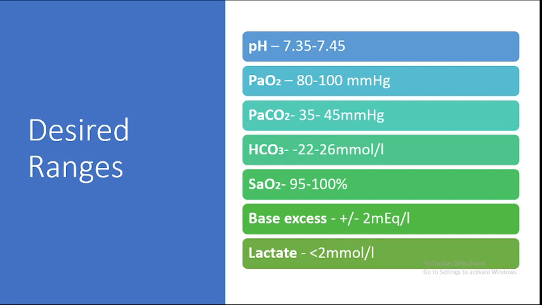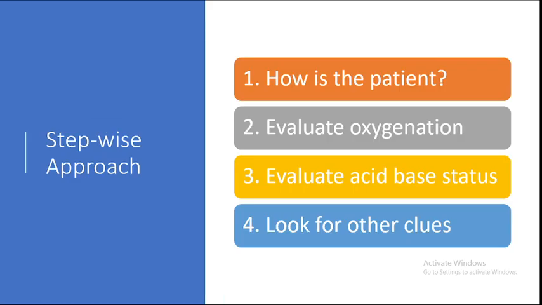So before starting to analyze, you should know the desired values of these blood gas values that it gives. So pH roughly 7.4, 7.35 to 7.45. Arterial oxygen partial pressure should be roughly around 80 to 100. Carbon dioxide partial pressure should be around 40, so 35 to 45 is fine. Bicarbonate 22 to 26. Arterial oxygen saturation 95 to 100. Base excess plus or minus 2, and lactate should be less than 2. So just remember these values for the time being, because we are going to analyze several blood gases.